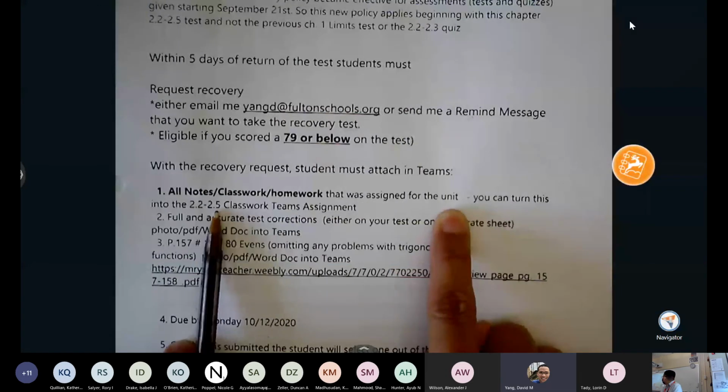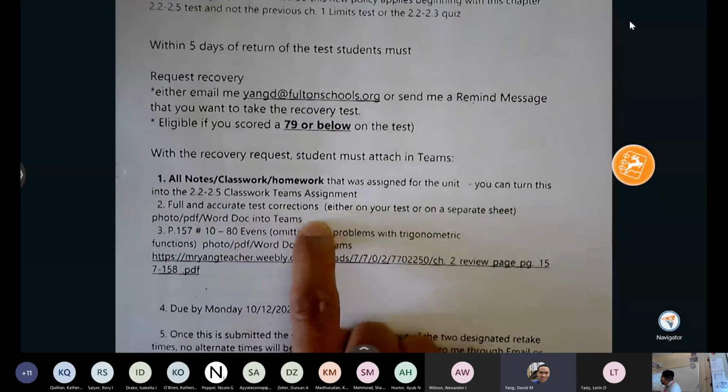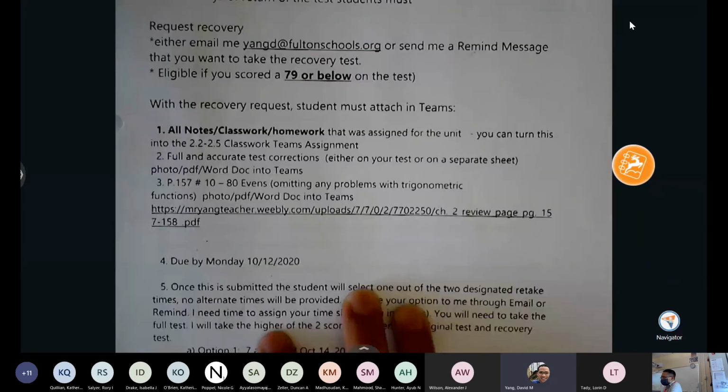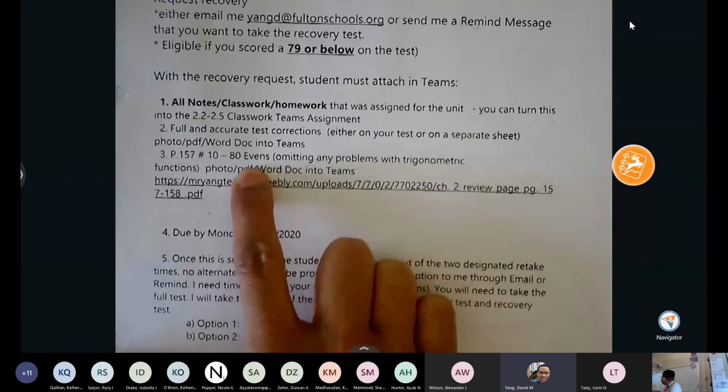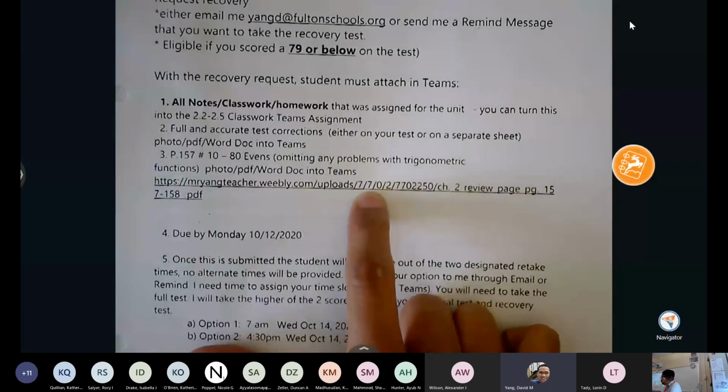You have to do full and accurate test corrections, okay, to show that you're ready to do that recovery test. Now, if there's a problem or a concept that you're stuck on, let me know, and I can always refer you to the part of the video in one of the classes where I'm going over that topic, or I can schedule a time with you to work on that topic. And finally, there are problems from the textbook that you have to do, 10 through 80 evens, and that is in this link that I have, and it's all on Teams.